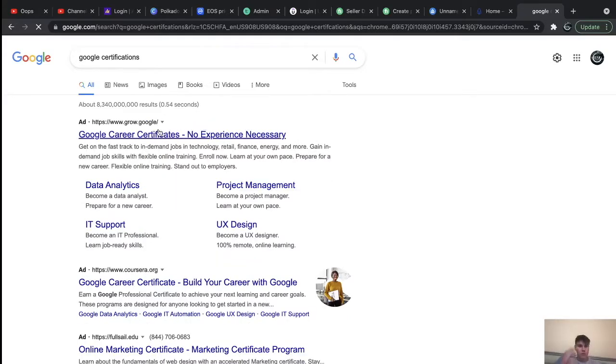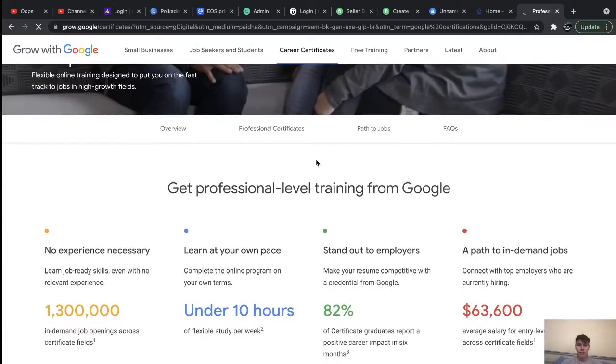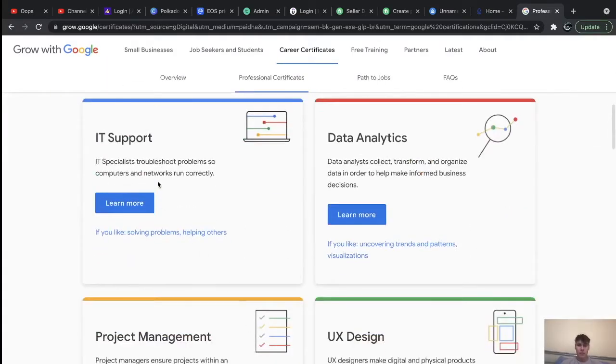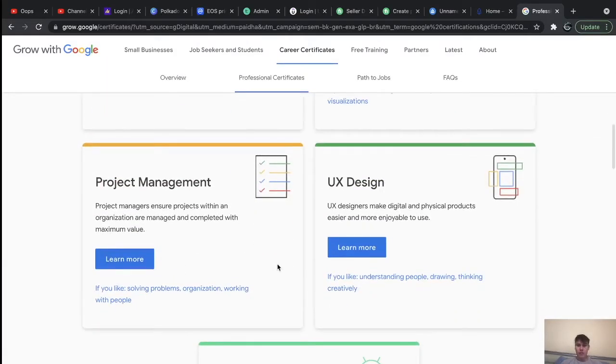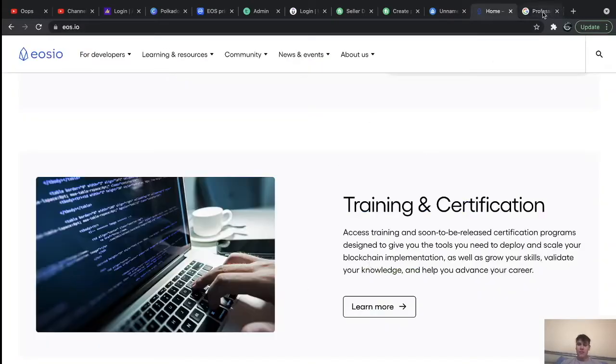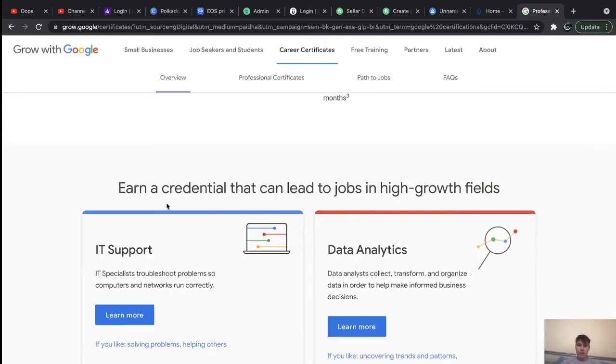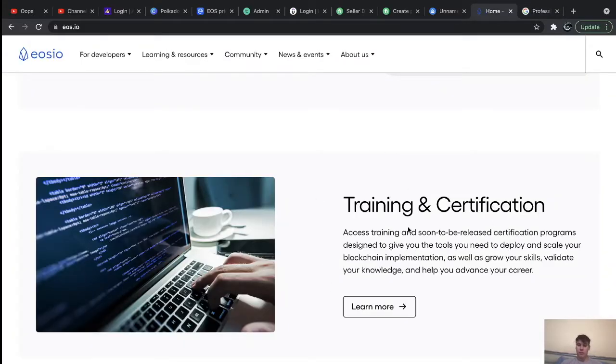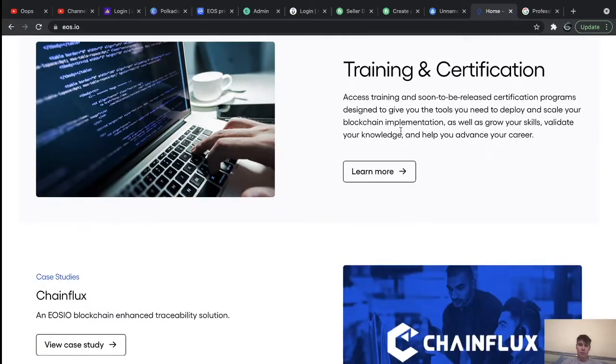So Google career certifications, I really like this. I actually did one of those. I did it in computer science actually. So right, you got IT support, UX design, Android development, right? So now imagine this turning into something similar like this, earn a credential that can lead to jobs in high growth fields. I think that's really great. I think I really like what they're doing with this. So I do feel like this has some real world use.